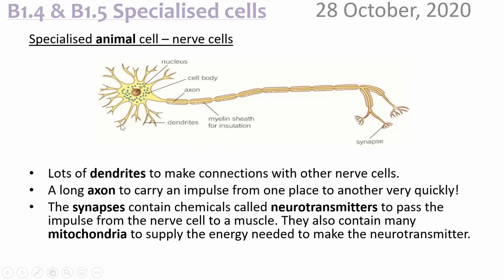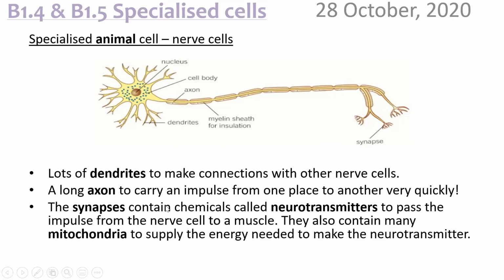So lots of dendrites. Dendrite actually means like a branch of a tree in Latin. Dendrites make connections with other nerve cells. Usually nerve cells are connected to other nerve cells in the body. They're not on their own. A long axon carries an impulse from one place to another very quickly. The electrical signals are carried on the axon.